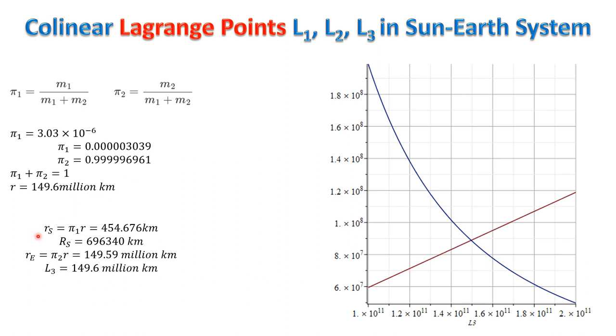Now, RS, the distance of Sun from the barycenter, is 454 kilometers, whereas the radius of Sun is this long. So the center of mass of the Sun-Earth system is quite close to the center of the Sun. It differs by only 454 kilometers. RE is obviously almost the same distance, that is like R. And the location of L3 is 149.6, which is a little further from the orbit. You can observe here.